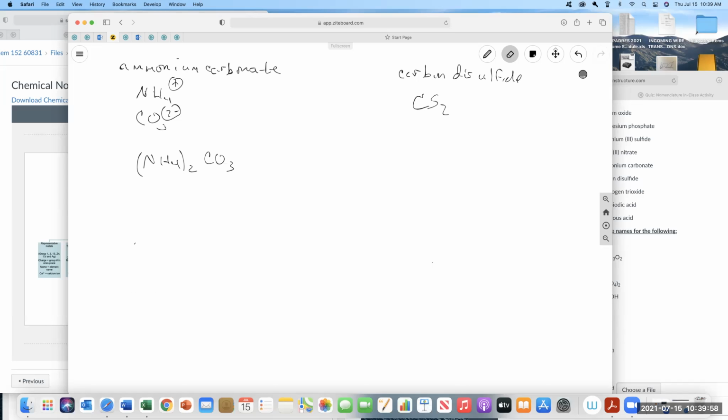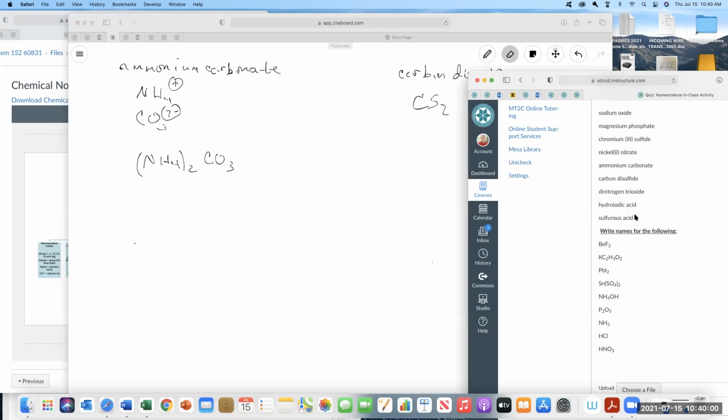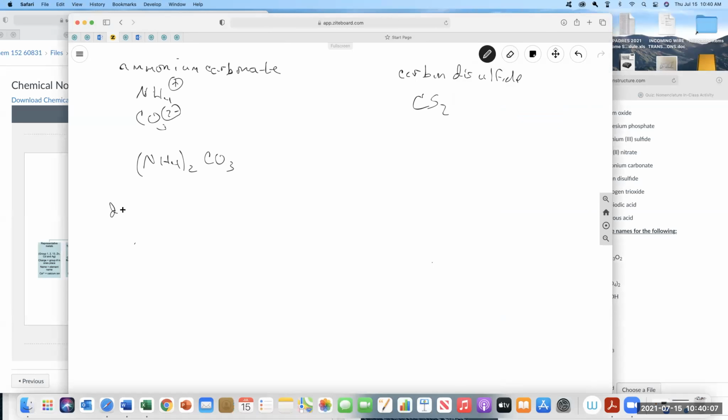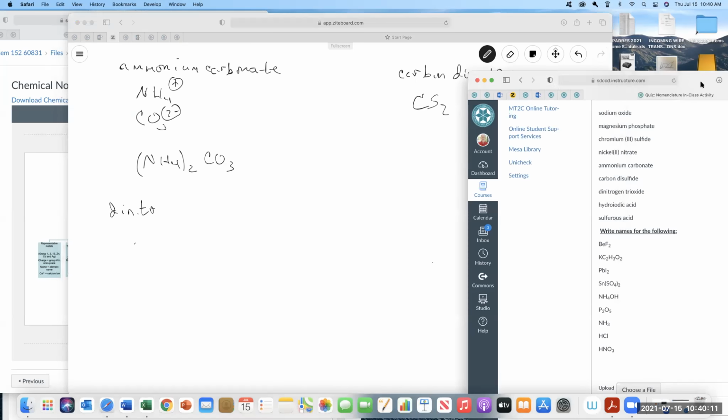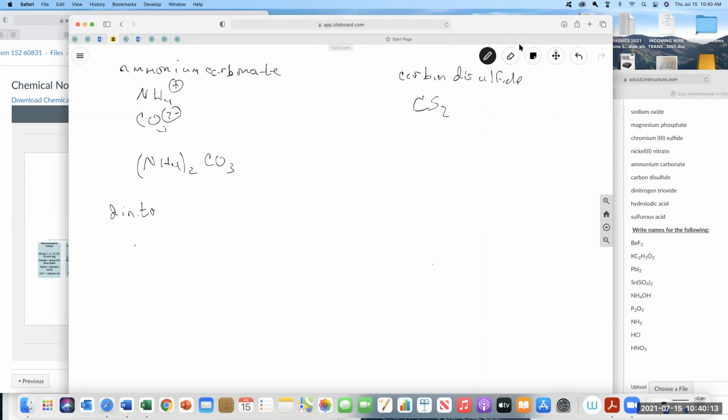All right, the next 2 are dinitrogen trioxide and hydroiodic acid. So dinitrogen. If I just move this over, we can just see it, right? Yeah. Okay, so dinitrogen trioxide. And hydroiodic acid.